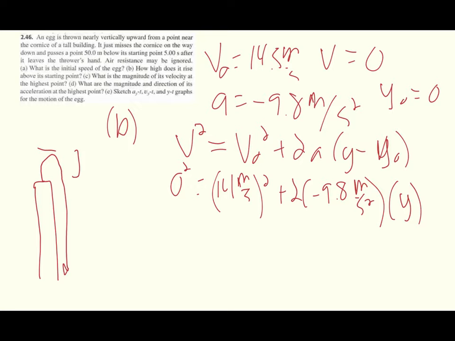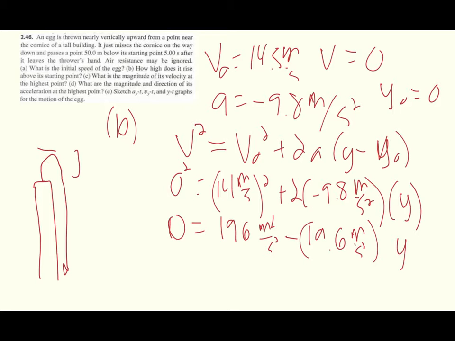So basically I'm going to have 0 equals 210 meters squared per second squared minus 19.6 meters per second squared times y. So I'm going to take 210 and divide it by 19.6. That's pretty easy. I'm going to end up with about 10.7 meters for the height that it reached before it turned back around.